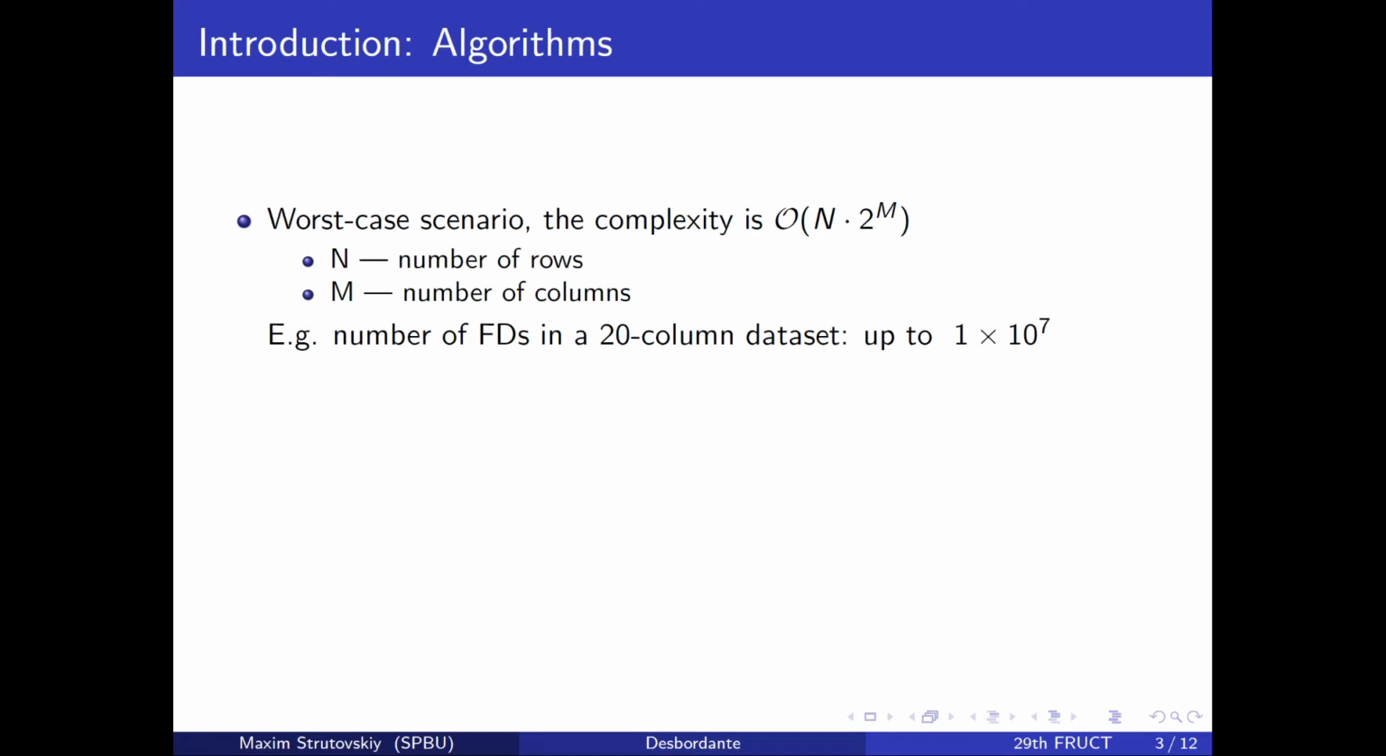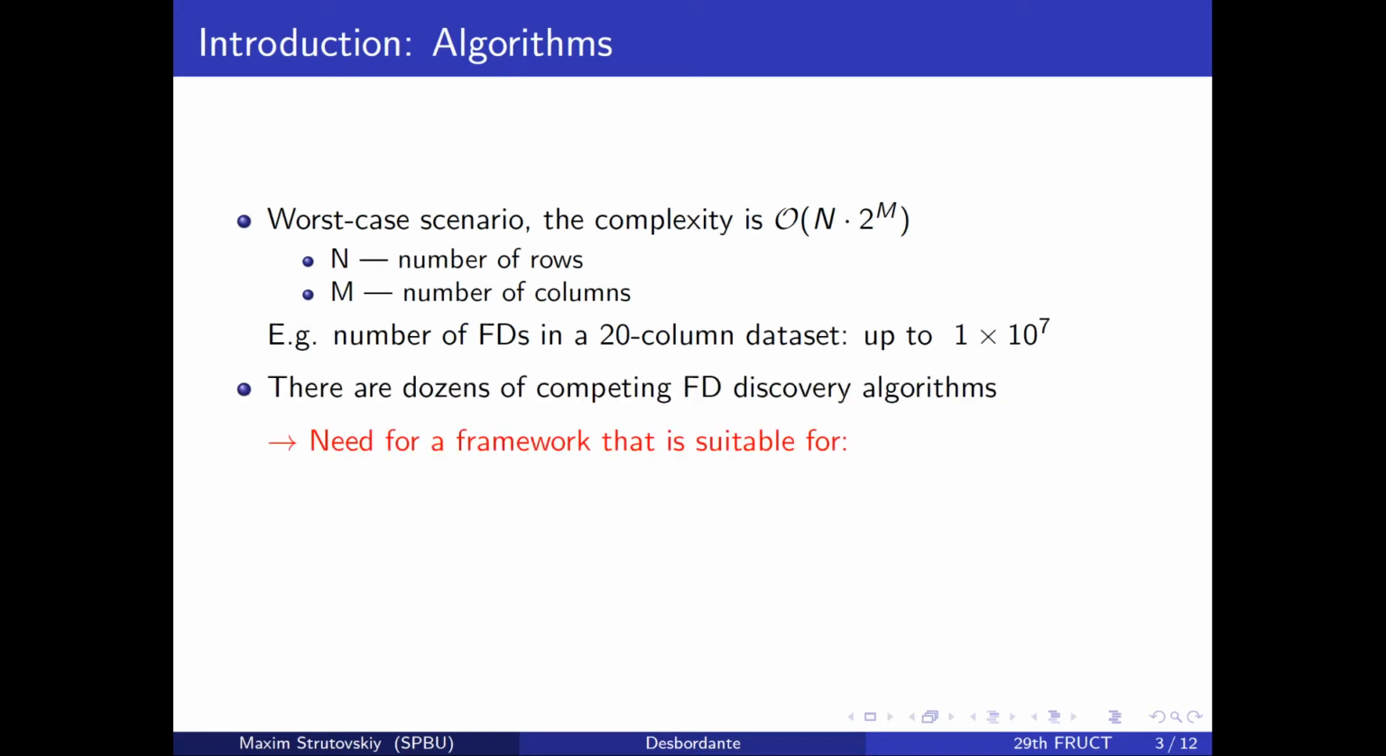Unfortunately, it is computationally intensive. The number of possible FDs grows exponentially with the number of columns, and a 20-column dataset may have up to 10 million FDs. Nevertheless, several dozen mining algorithms for database dependencies have been developed during the last 40 years. Each of them solves the discovery problem in their own unique way.